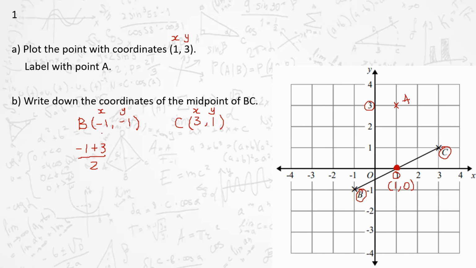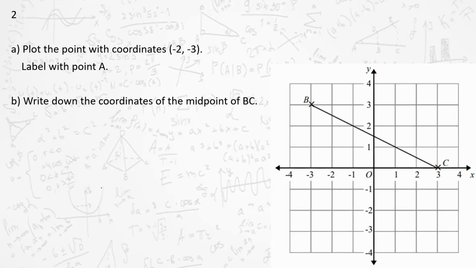So the middle of the two x values, between minus 1 and 3, will give me 2 over 2, which equals 1. For the midpoint of y values, I have a minus 1 and a positive 1, and then find the middle by dividing that by 2. So 0 divided by 2 equals 0. So again, that will give me x coordinates as 1, y coordinates as 0. So that's question 1.